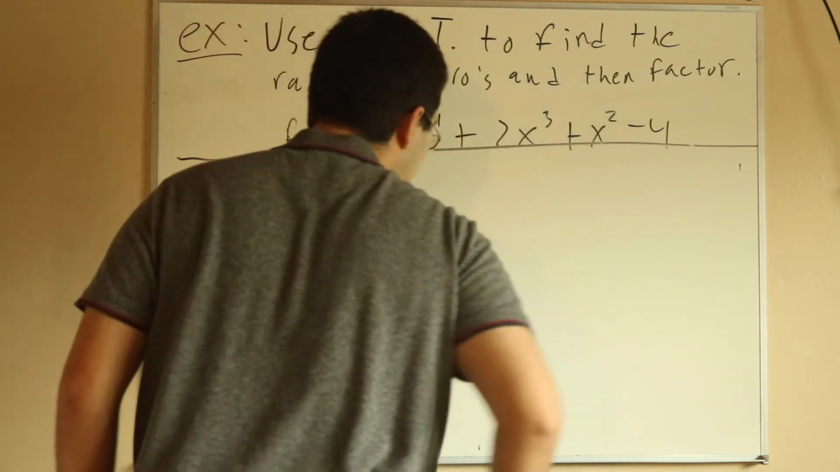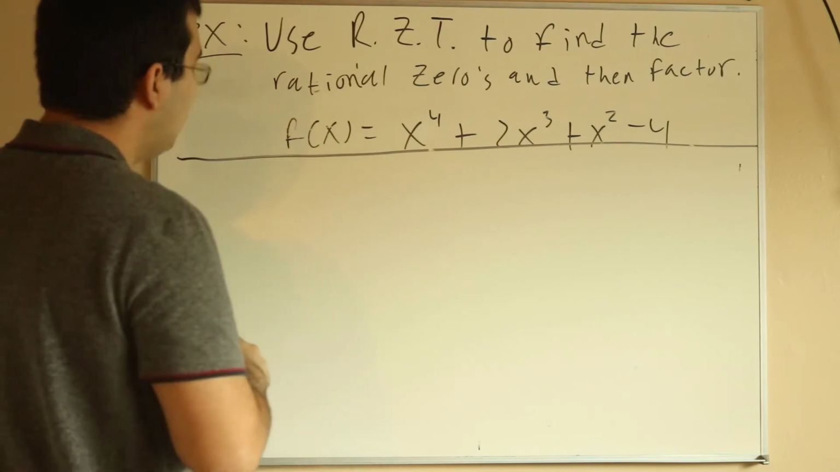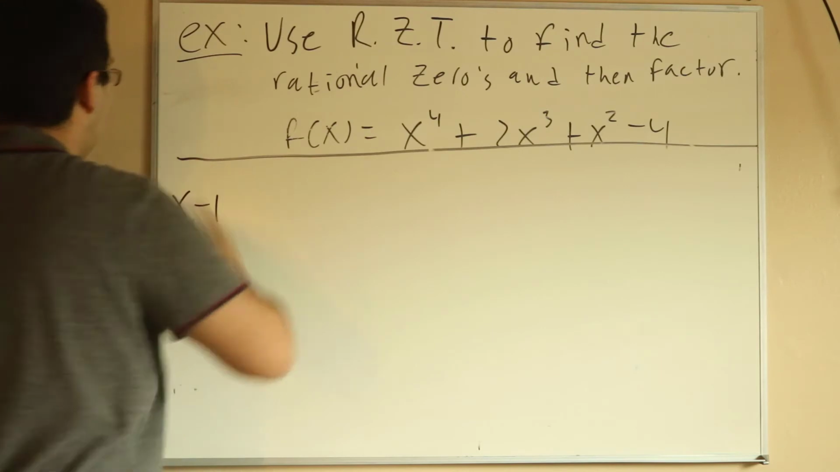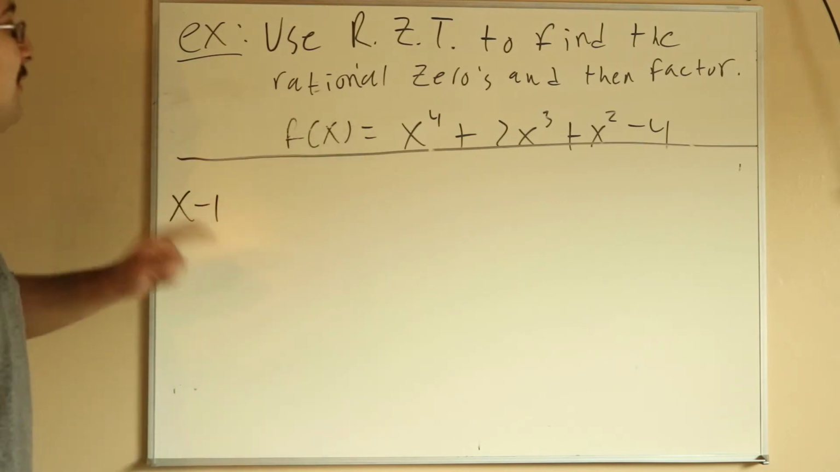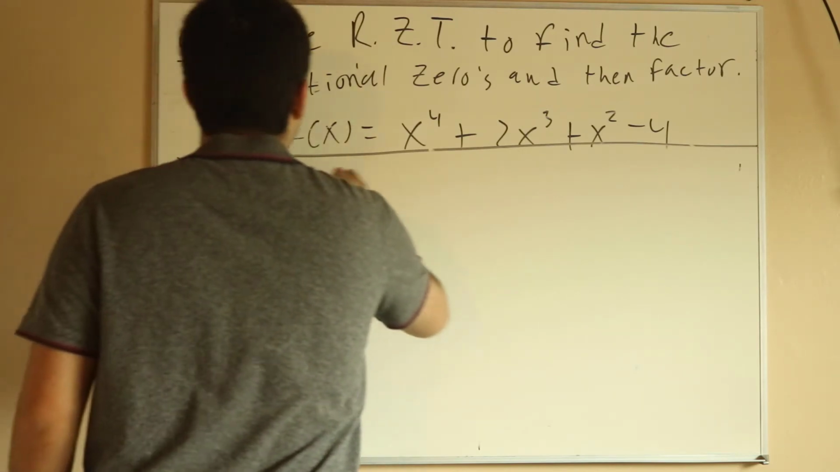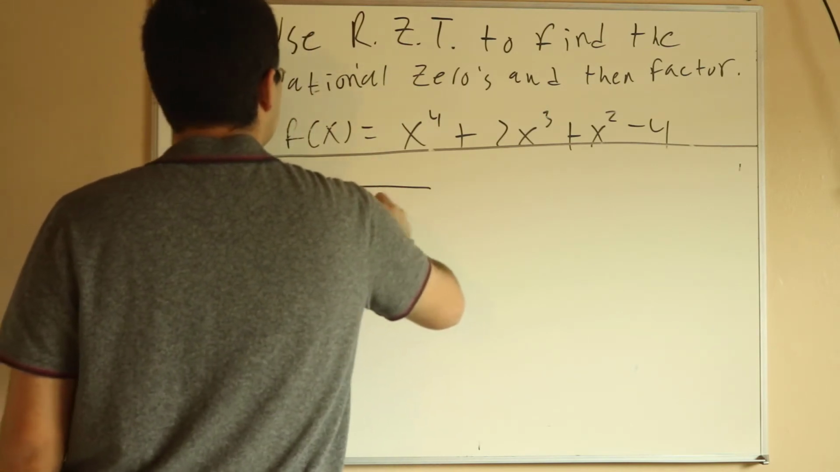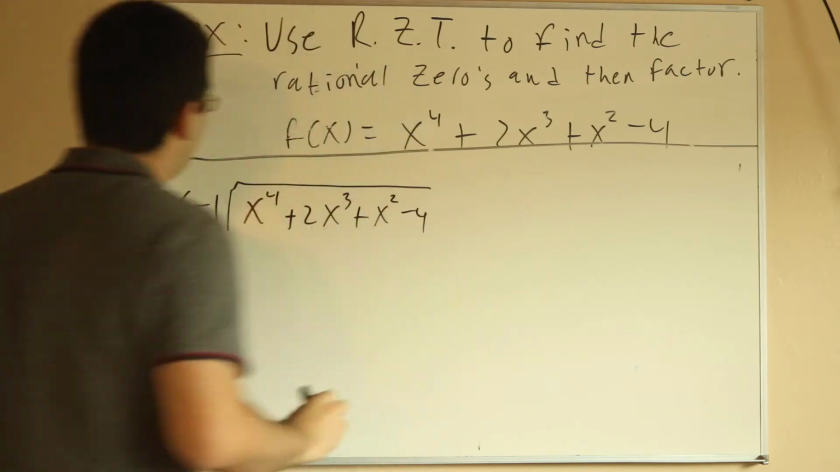So let's do our long division. Alright, so we're going to have two factors to use. Let's start with x minus 1. I want to take x minus 1 and divide it into my original function, x to the fourth plus 2x cubed plus x squared minus 4. Now I just want to divide.